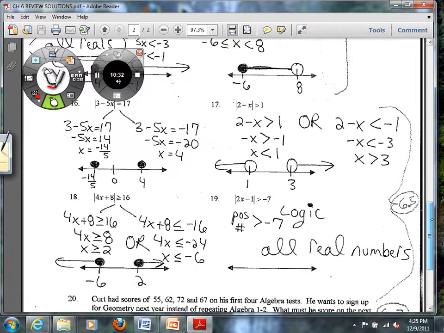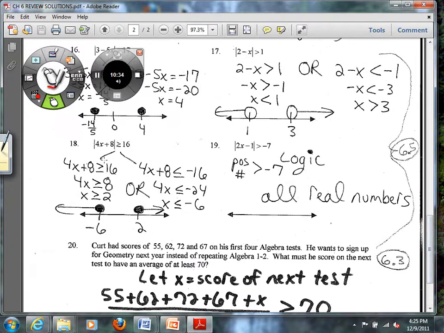Number 18, you want to do your two cases. So first case, just rewrite it as it is. Second case, rewrite it, take away the bars, but reverse the inequality and change the sign on the right-hand side. And then you solve. So you subtract 8, and then divide by 4, so x is greater than or equal to 2. Then over on the right, you subtract 8, so that's negative 24. Then divide by 4, and that's negative 6.